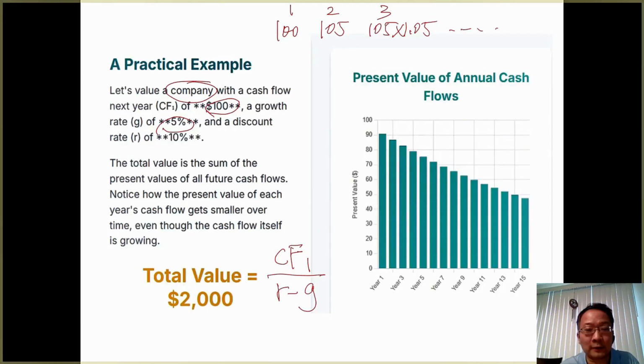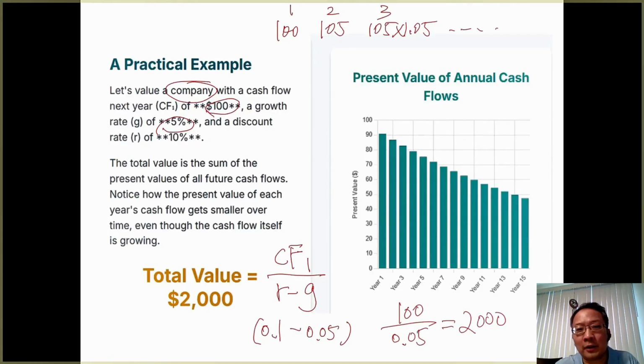So, it's like this, CF1 divided by what? R minus G, okay, our discount rate R is 0.1. For simplicity, let's not discuss how this so-called discount rate is determined, we'll just use 0.1. And our G is 0.05. So, in this situation, in the first year, it's 100, which means 100 divided by 0.05, which equals 2000. It sounds pretty simple. Using this formula, the cash flow generated in the first year, you just put the discount rate minus G in the denominator, and that's it. The value is 2000.